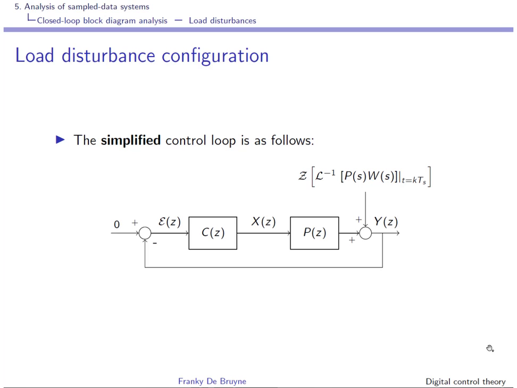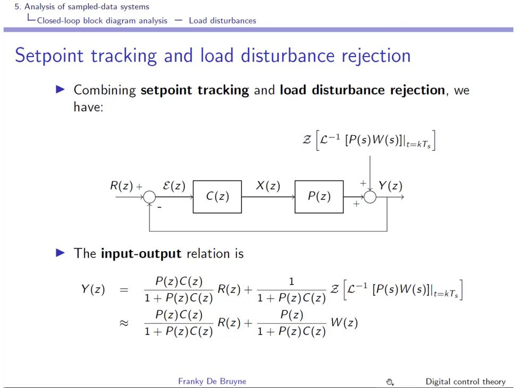We have transformed this load disturbance into an output disturbance, and we have been forced to do this because the load disturbance acts on the continuous time system, therefore after the zero order hold mechanism. So if we now combine set point tracking and load disturbance, we obtain the following closed loop, and you can write the input-output relation as follows.